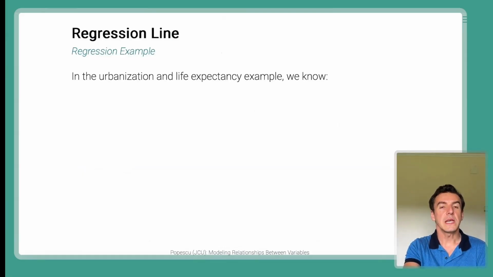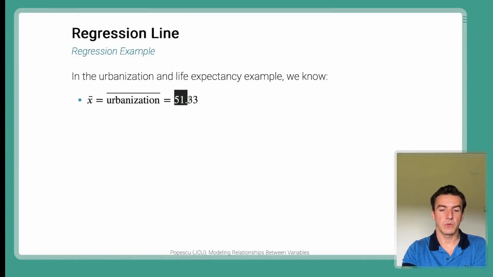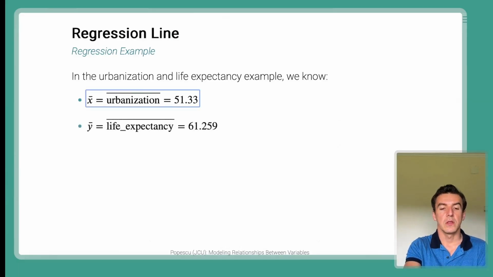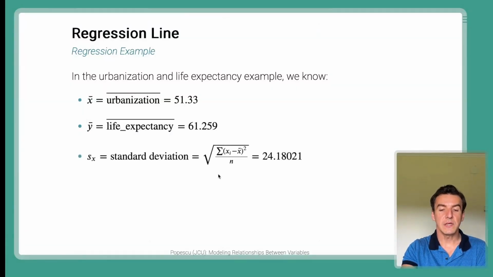So if we take the urbanization and life expectancy example, we know, for example, that the mean of urbanization is this value. Once again, to figure out how to calculate this, I encourage you to go to the previous video. This is the mean for life expectancy: y bar is equal to 61.259. The standard deviation, Sx, is this.